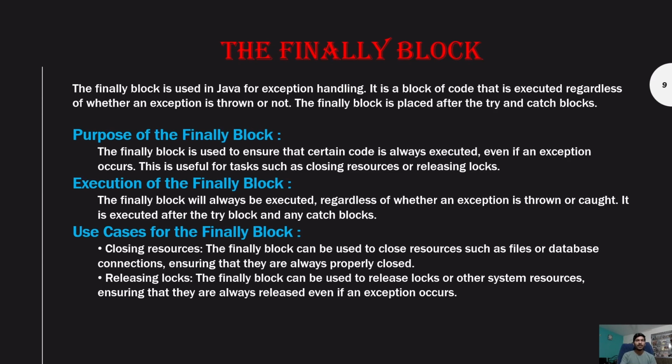Execution of the finally block. The finally block will always be executed regardless of whether an exception is thrown or caught. It is executed after the try block and any catch blocks. Use cases for the finally block. Closing resources. The finally block can be used to close resources such as files or database connections, ensuring that they are always properly closed. Releasing locks. The finally block can be used to release locks or other system resources, ensuring that they are always released even if an exception occurs.